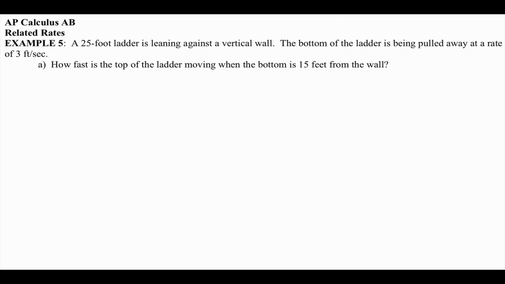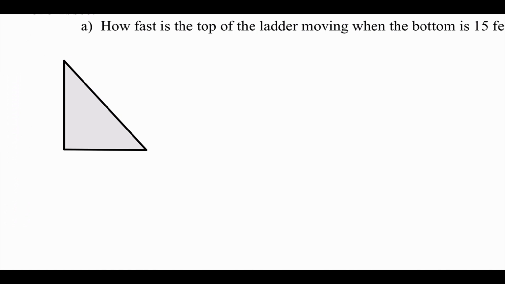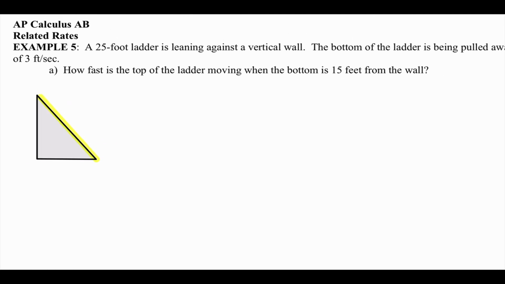Okay, so a 25-foot ladder is leaning up against a vertical wall. First thing I'm going to do is draw a picture of what that looks like. A wall always stands up straight. Vertical wall means it stands up straight. The ladder leans up against it, right? And then this is the ground here. The ladder is the yellow. The vertical is up and down. The ground is on the side.